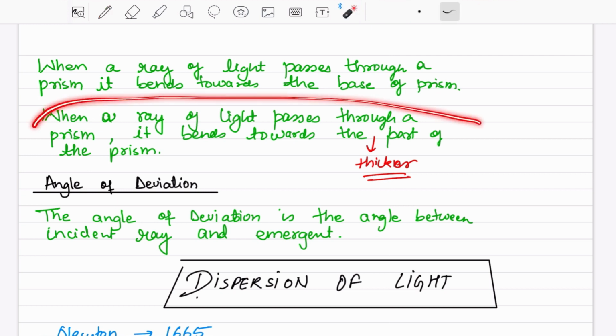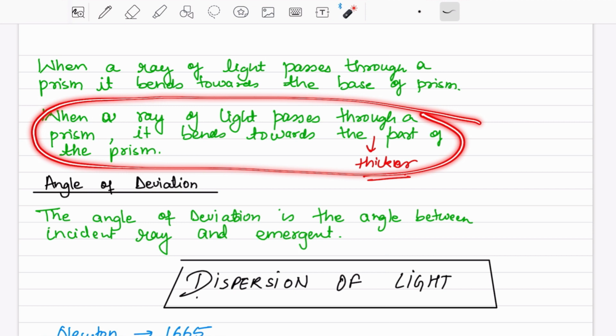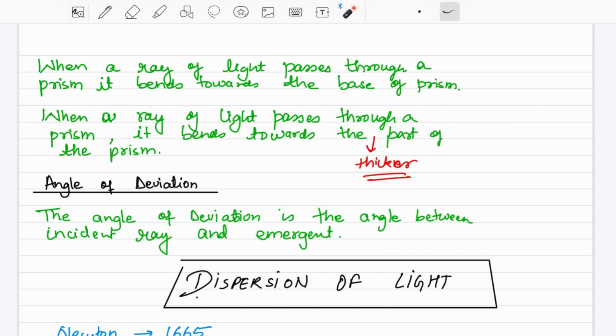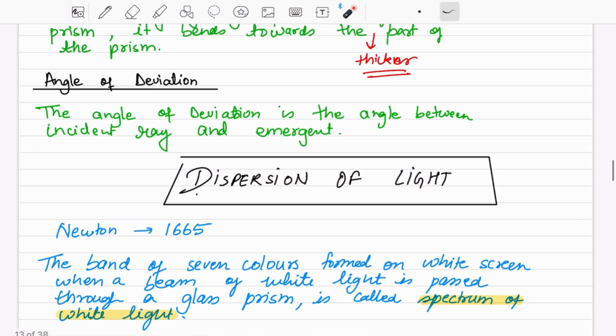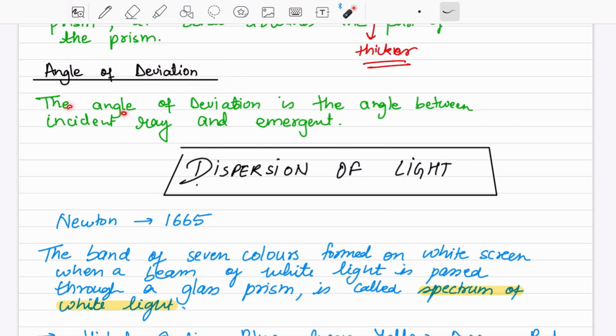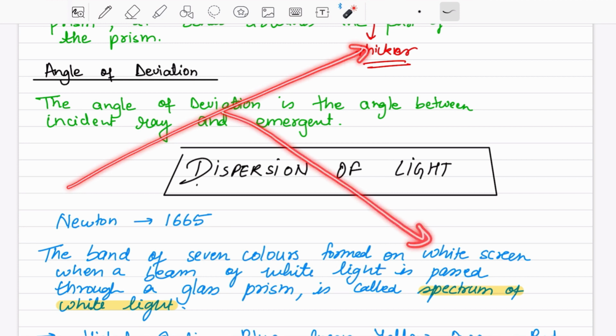ये line important है because when we'll understand the recombination of prism, this line will make it easy to understand that logic. Okay. Angle of deviation. The angle of deviation is the angle between incident ray and emergent ray. Dispersion of light. ठीक है, एंगल ऑफ डेविएशन हमने समझ लिया. जो इंसिडेंट रे और इमर्जेंट रे था उसके बीच का जो एंगल है दैट इज आवर एंगल ऑफ डेविएशन.